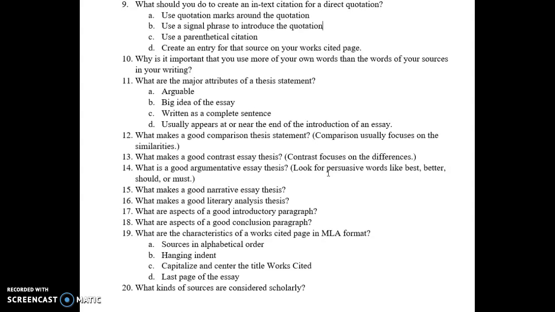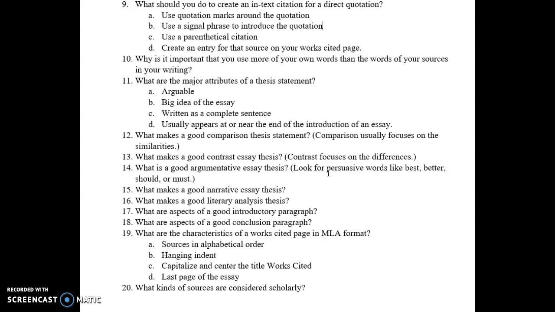For a good argumentative essay, and again, all thesis statements are arguable, but when you are using an argument to persuade someone to think a certain way or do a certain thing based on a belief that you are defending, then you're going to have words like better or best or should or must oftentimes in your argumentative thesis statement.